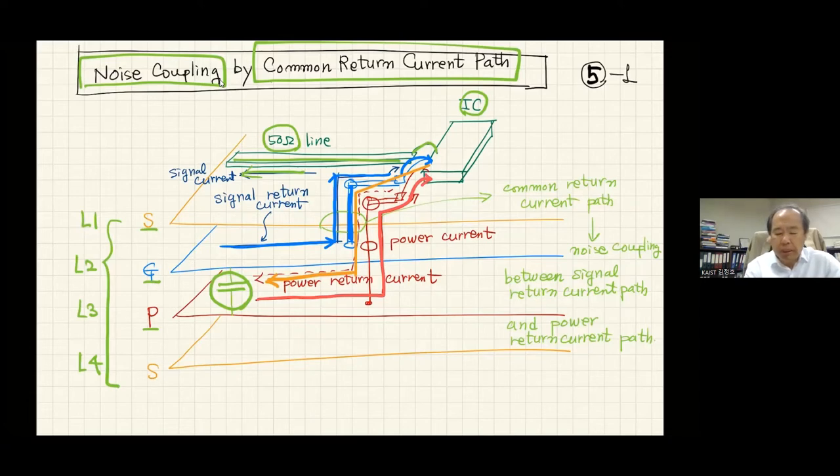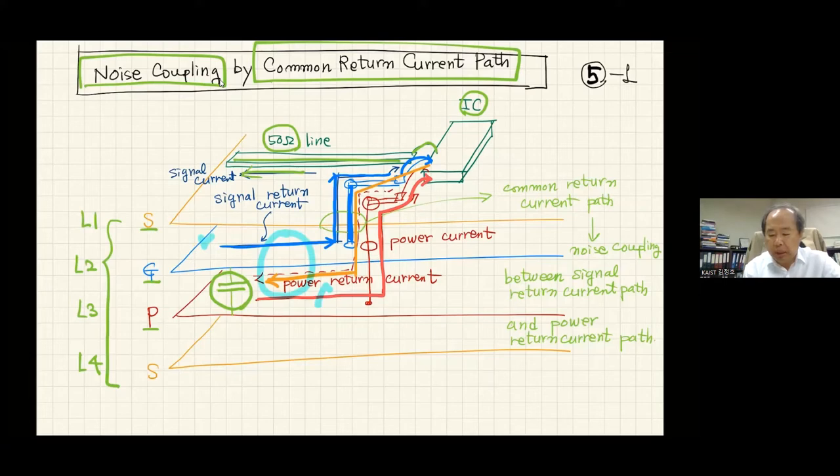So one obvious thing is that in this section, let's take a look at the ground plane, layer two. The signal return current will go through the top surface and the power return current will go through the bottom surface. What I'm saying is, in the high frequency range, if skin depth is really thin, these two currents may be separated. But in most cases, they will overlap. On the same metal plane, on the top surface, the signal return current will go in this direction, and the power return current will go in this direction. This kind of thing is what I call a common return current path.